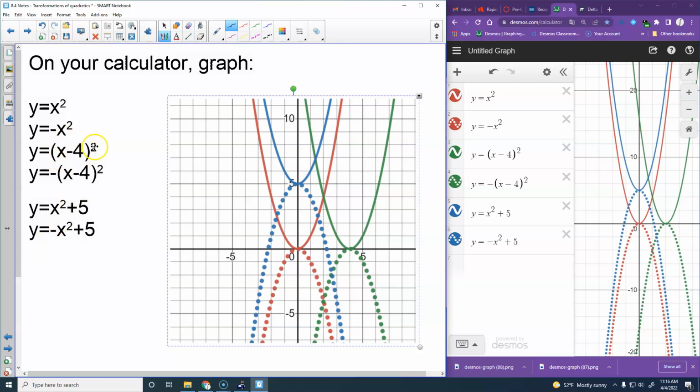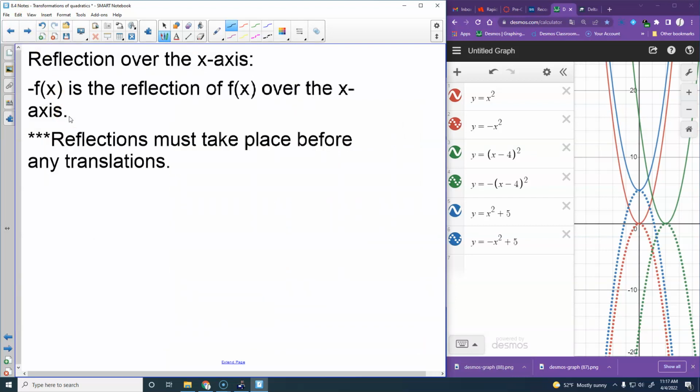Here I've got x minus 4 squared, which is this green graph. It actually just moved the red graph to the right 4. What happened when I put the negative out front here? Just flipped it upside down, right? Same thing with my x squared plus 5. What's happened to it? Just flips it upside down. So looking at these, what conclusion would you make about that negative added in? Okay, it is going to flip your equation upside down. So we call this a reflection over the x-axis, and it's written here for you. So a negative is going to reflect over the x-axis.